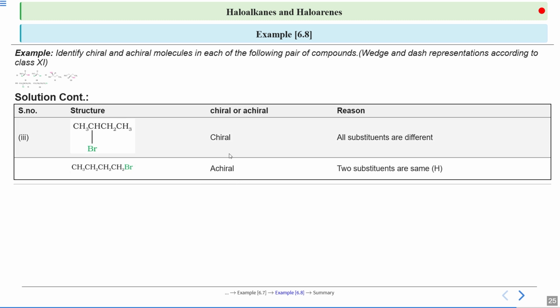This is an achiral molecule because two substituents are same here around that carbon at which the bromine is present. That is hydrogen. Two substituents that are same is hydrogen. So this is an achiral molecule. So one is chiral, another is achiral. So this is how you can identify the chiral and achiral molecules in these given pairs.